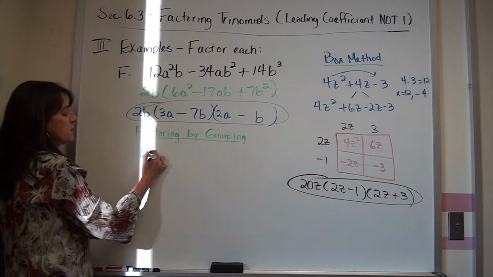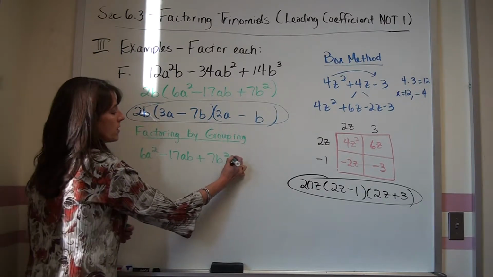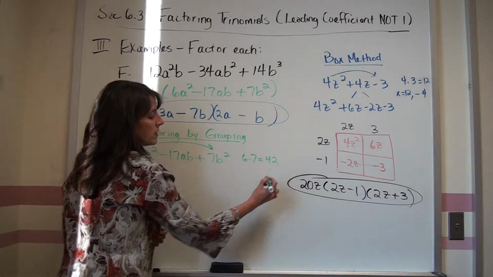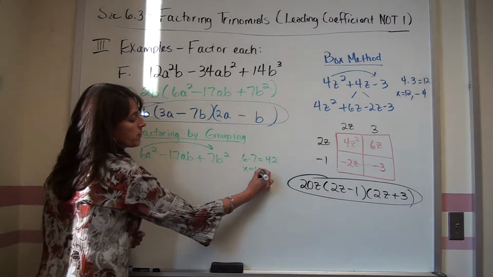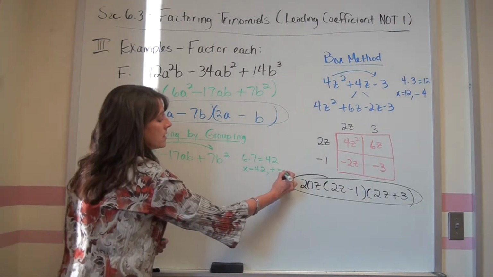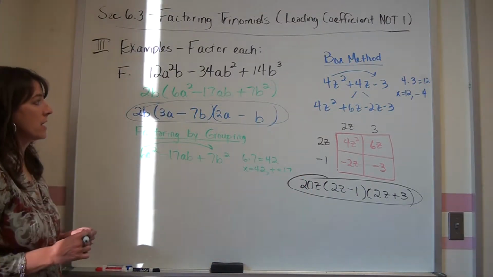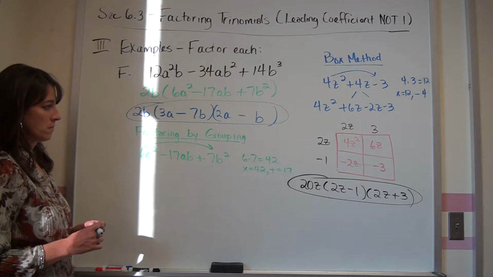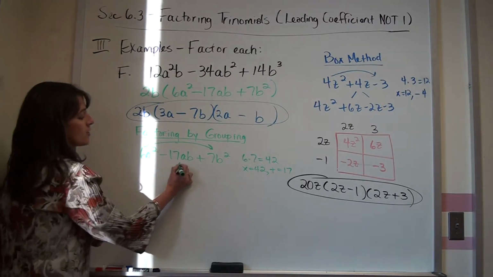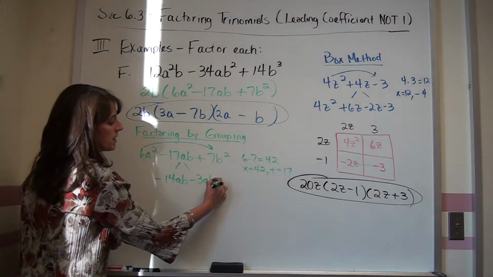So what will happen here is my 6a squared minus 17ab plus 7b squared. I'll multiply the 6 and the 7 to get a 42. So I want two numbers that will multiply for 42. Notice this tells me same sign, so they're going to add to be this middle number of 17. And that is going to be a 14 and a 3. So this will split up as a negative 14ab and a negative 3ab.